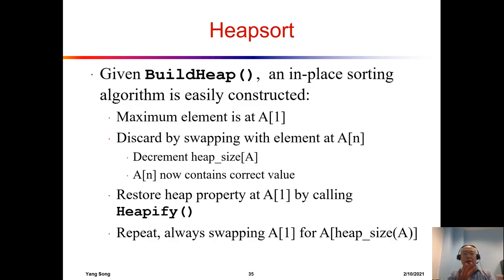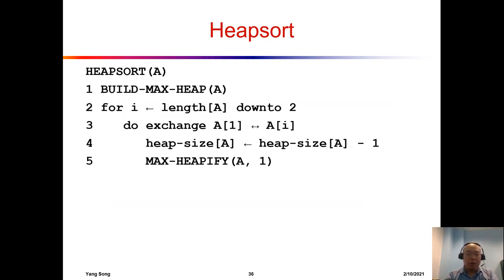We don't want to touch it anymore, and then of course there's something wrong because the root value is now a small value, so we have to do a heapify. Okay, and after that we just repeatedly do this process, and eventually there is only one value in the heap. Okay, so let's see the code first.